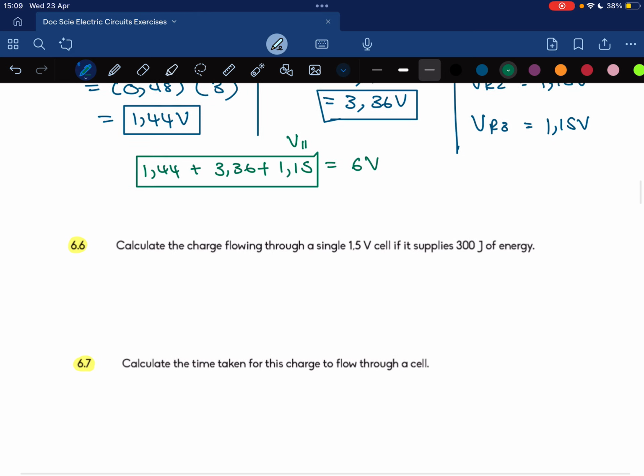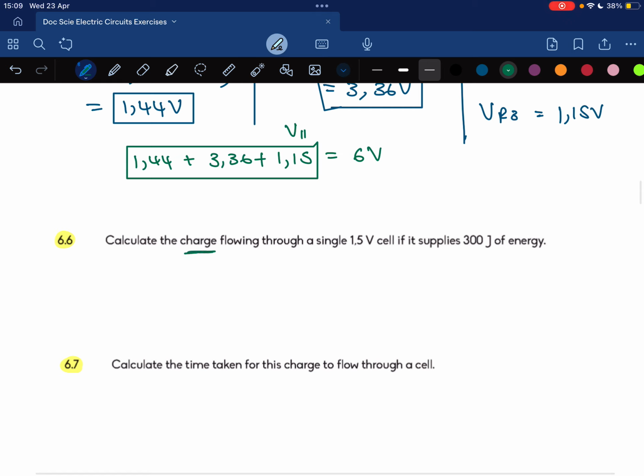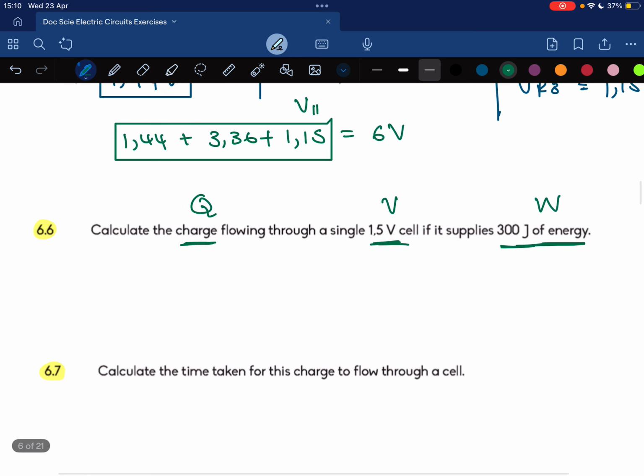Then it says calculate the charge. Okay, so this one's Q. It's important to now remember Q is in those formulas that we use to describe the definitions of current and voltage. So we need to use that. It says through a single 1.5 volt cell, so we have V, if it supplies 300 joules of energy. Now remember I said earlier that energy is the same as work. So don't get confused and think, oh no, I don't know what energy is. It's the same thing as work.